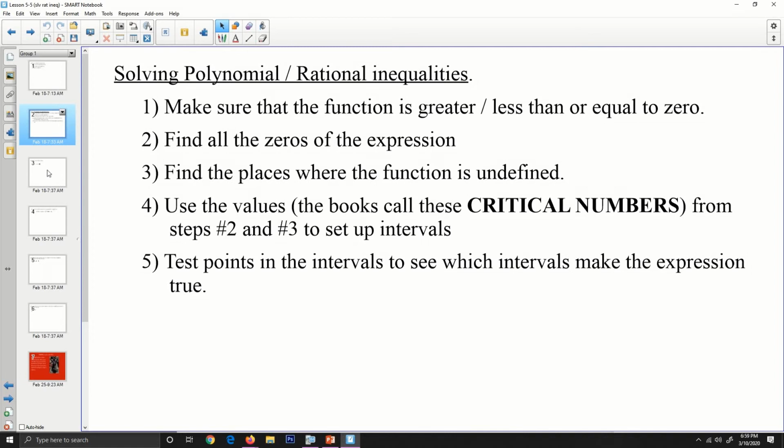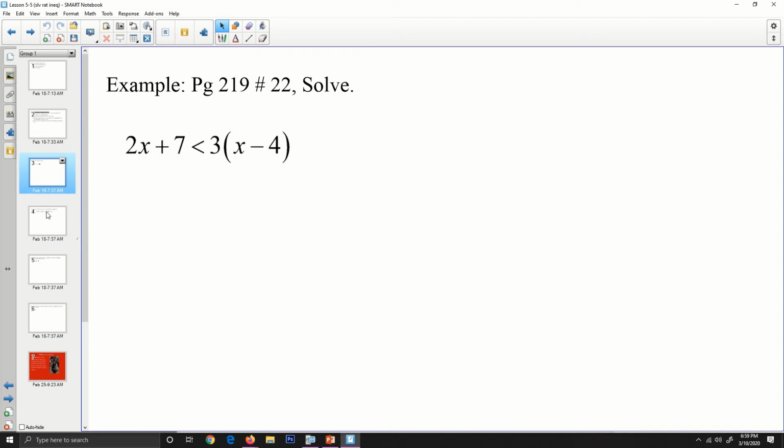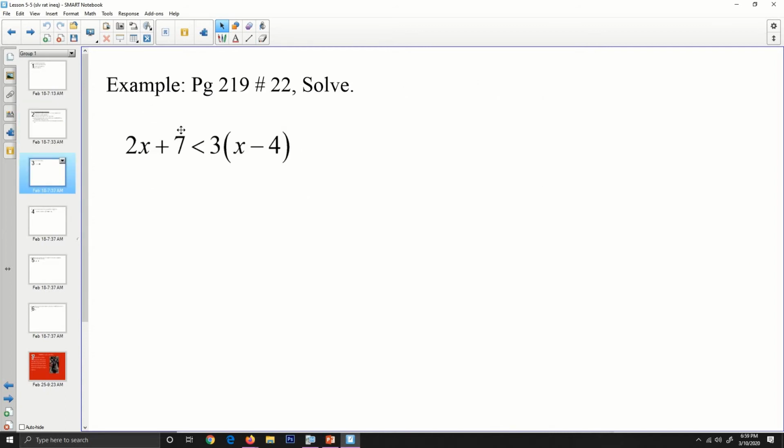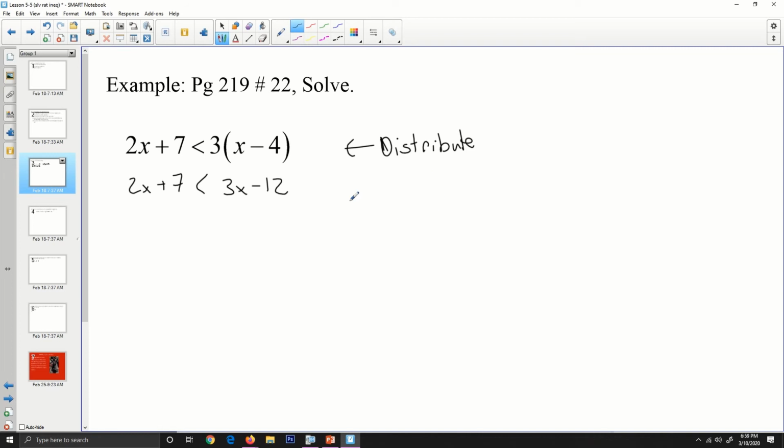All right, so I've got 4 examples here. The first one asks us to solve. The first thing I'm going to do is follow my rules and make sure that the function is greater than or less than or equal to 0, so we're going to try and get this to be less than or equal to 0. I'm going to distribute, so 2x plus 7 is less than 3x minus 12. Oh, I didn't do it right. Distribute. And then we're going to try and get x by itself.